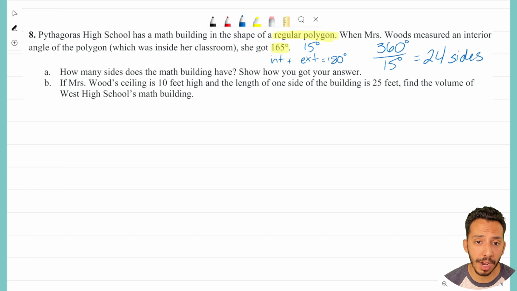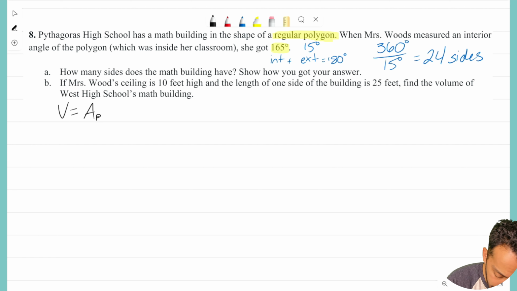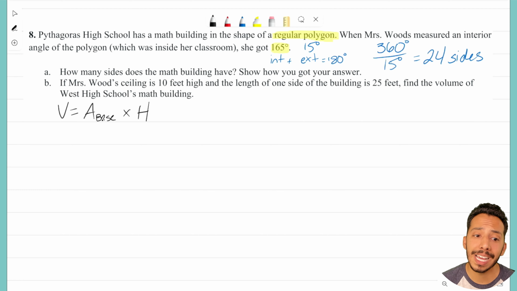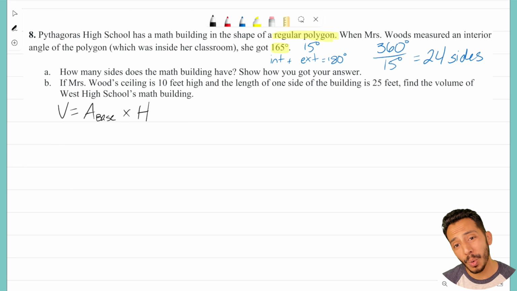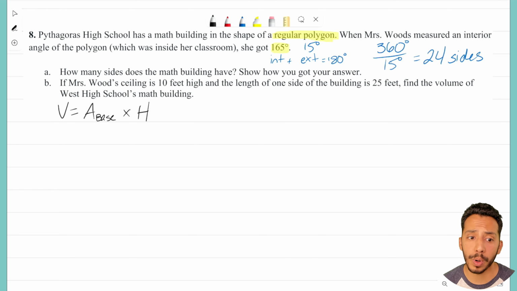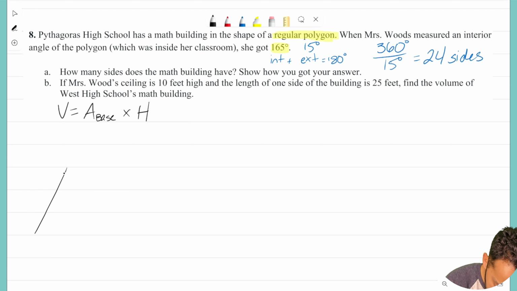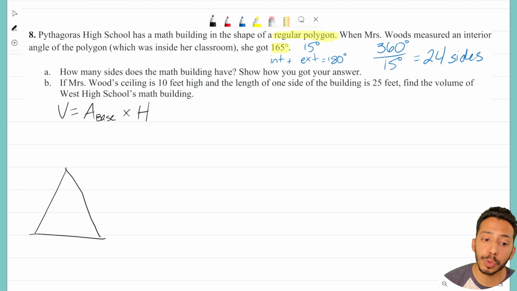Now we have a 24-gon here. Remember, volume is area of the base times the height. I know that the height is 10 feet. I've got to get the area of the base shape. That base shape is a 24-gon. We don't have a magic formula for a 24-gon. So in order to find this area, we have to think back to how we did it. We're going to need to break it up into congruent triangles, find the area of one triangle, and then multiply it by 24, because there are 24 of those triangles in our 24-gon.